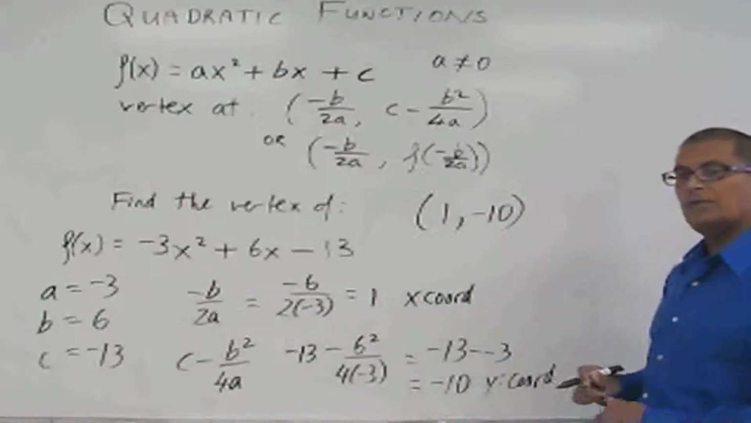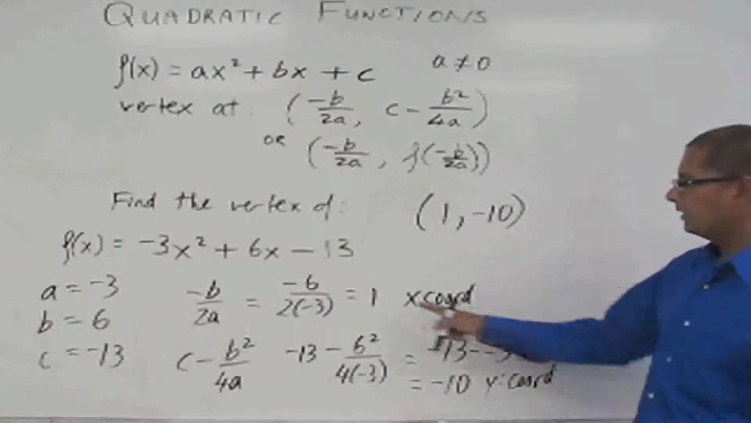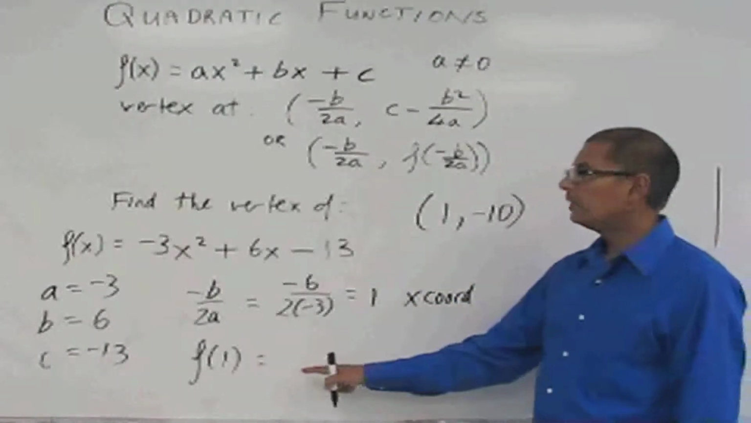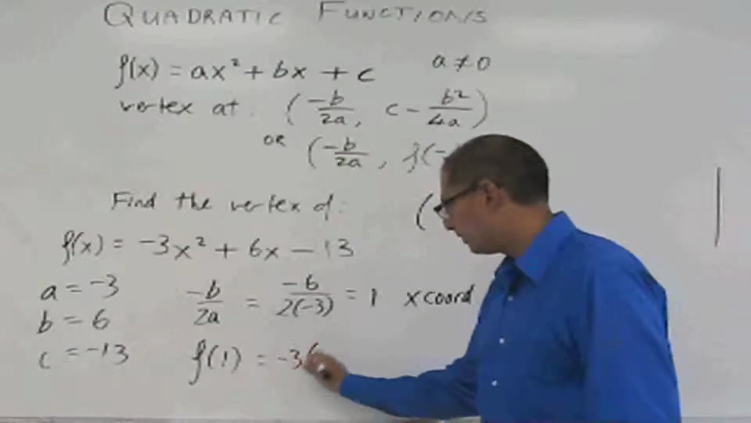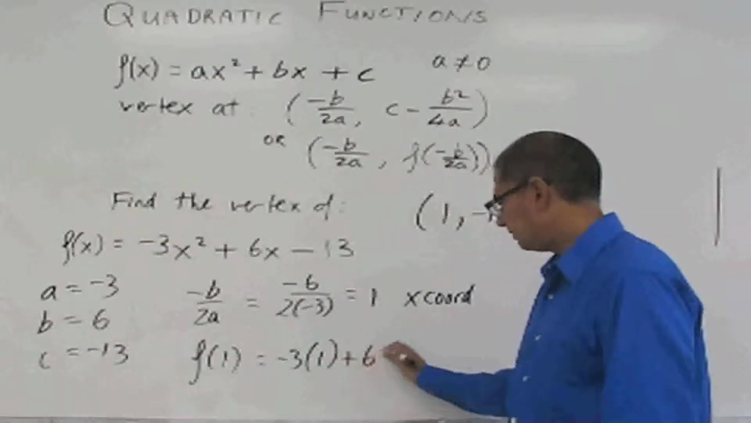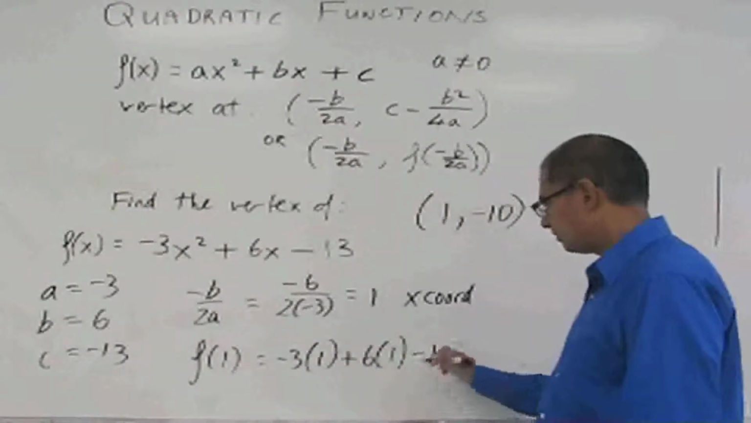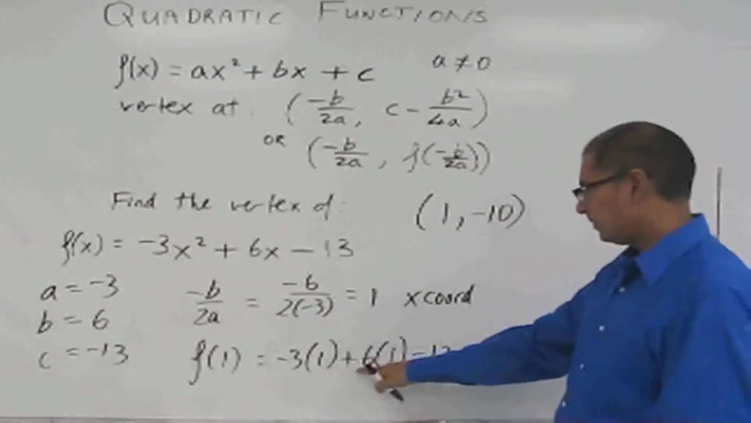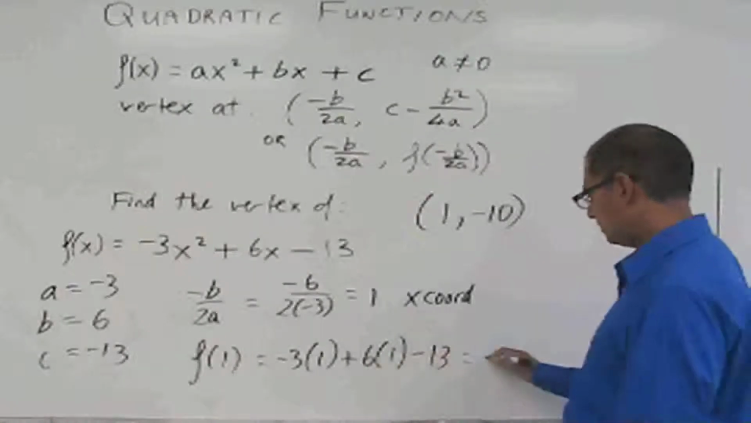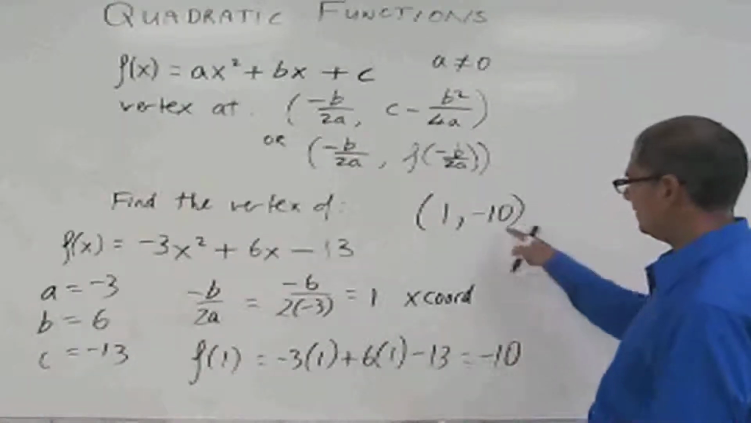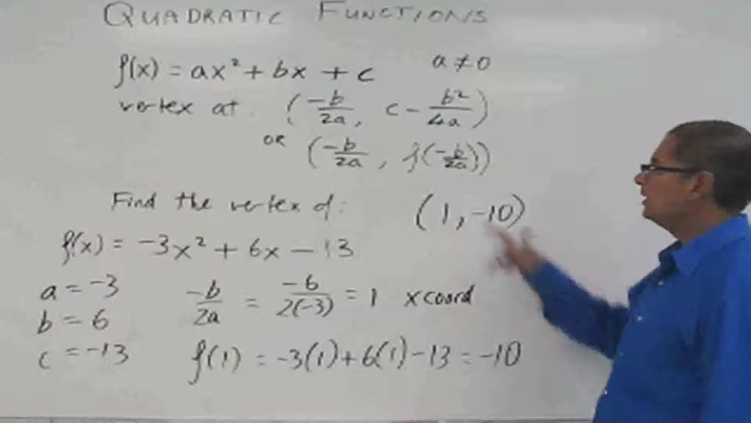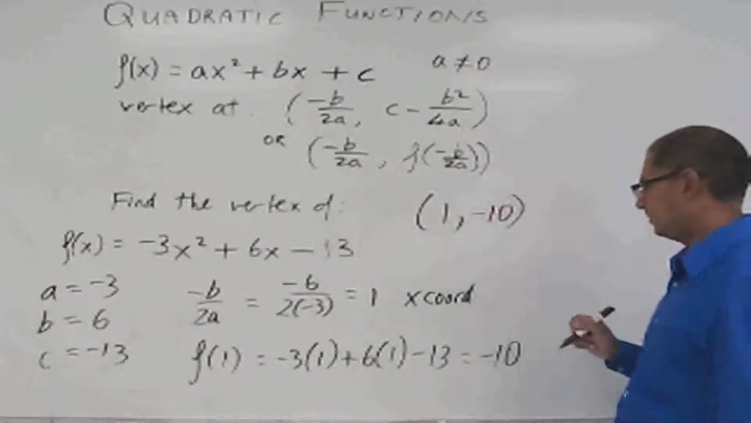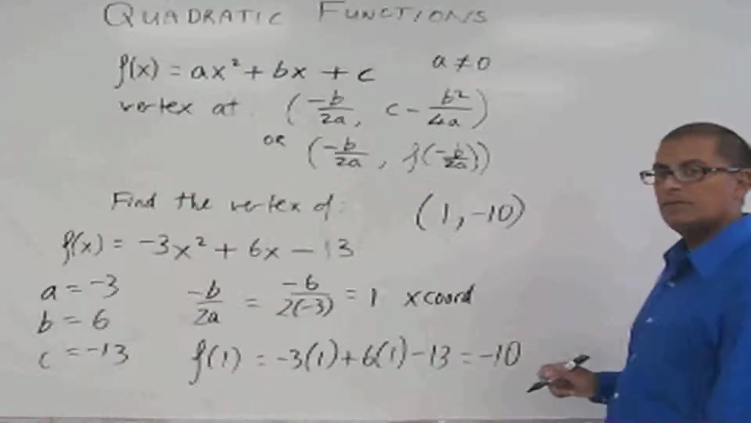Now we said we would do it the second way. If I plugged 1 into my function, we would have negative 3 times 1 squared plus 6 times 1 minus 13. If we calculate that out, negative 3 plus 6 is 3, and 3 minus 13 is negative 10. So we get the same y-coordinate. Either you use the formula or you plug the x-coordinate back into the function. It gives you the y-coordinate of the vertex.